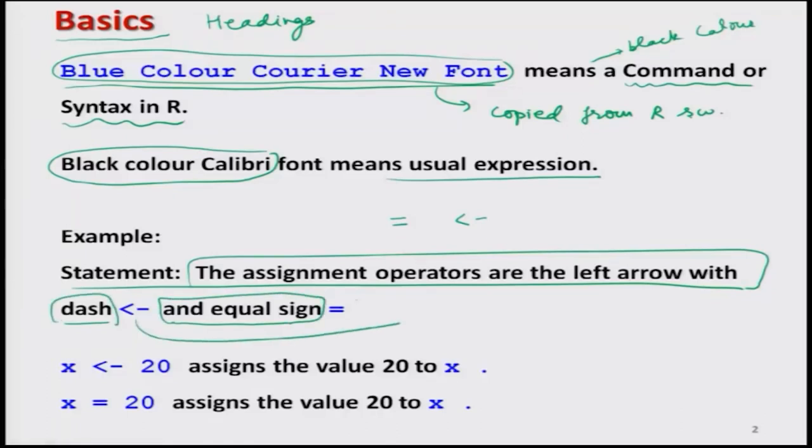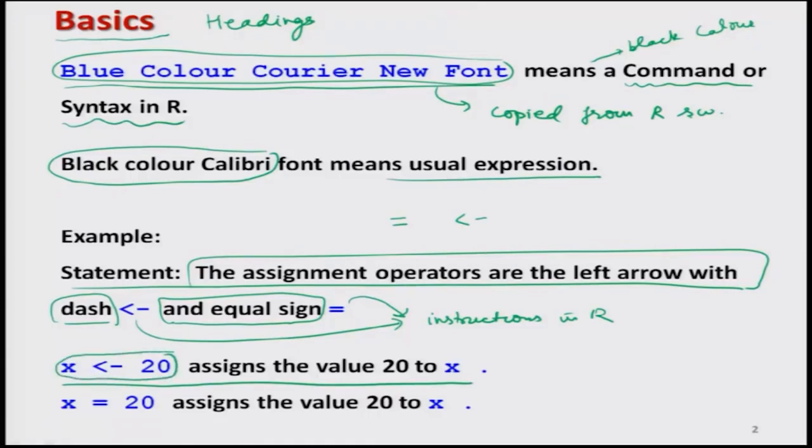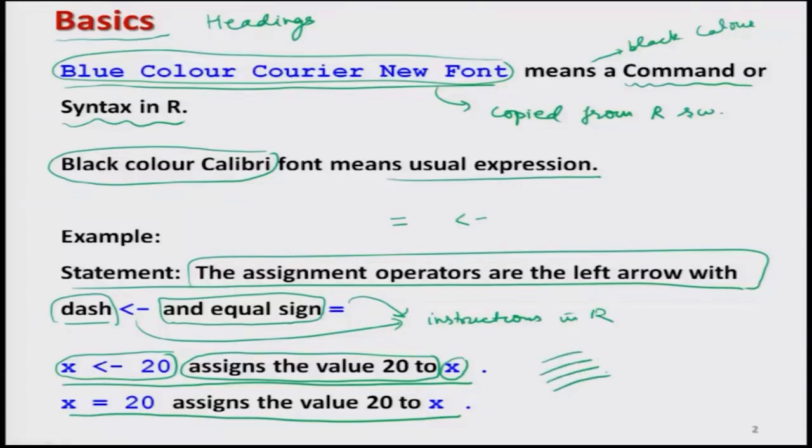And whatever I have written here in blue color, Courier New font, these are the instructions or commands in R. For example, if I write a sentence like this one, this means this is the instruction and this is a simple sentence which you have to read, and this has to be inside the R program. Right, and the same thing is here. And besides those things, you can see I will be using a green color pen, something like this. So green color means I am trying to write something on the screen.